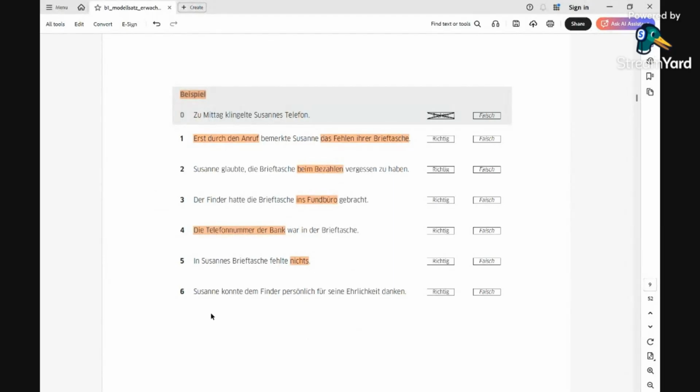Nummer 6. Susanne konnte dem Finder persönlich für seine Ehrlichkeit danken. So I'm going to underline persönlich as a keyword. Why? Because the sentence says Suzanne could personally thank the finder, the person who found her purse, for his honesty. So we don't know yet if they were able to meet so that she could thank the person for his honesty personally, or she could not find the person. That's why persönlich is a very important word in this question.